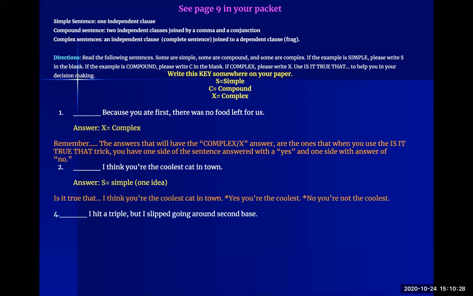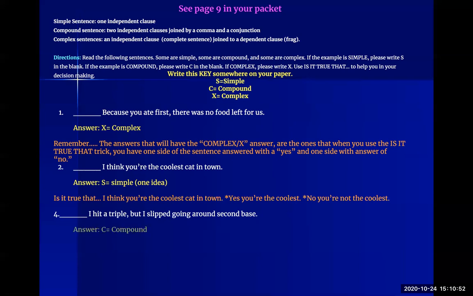And I want you to skip to number 4. "I hit a triple, but I slipped going around second base." Again, it's a two-part sentence, so it cannot be simple. And I see that it has a comma and a conjunction. So let's check both sides to make sure it's complete. Is it true that I hit a triple? Yep. Is it true that I slipped going around second base?